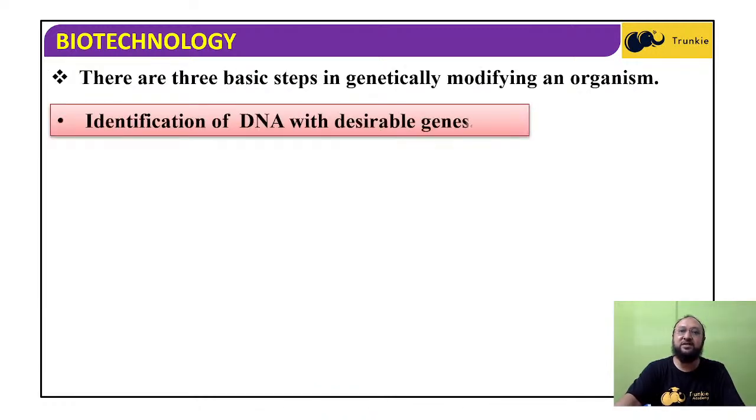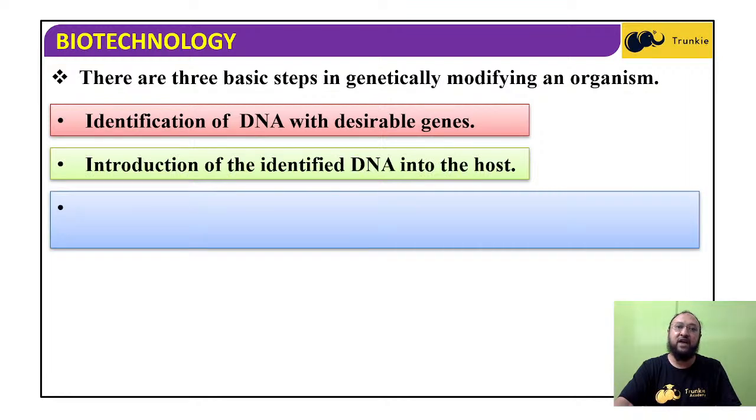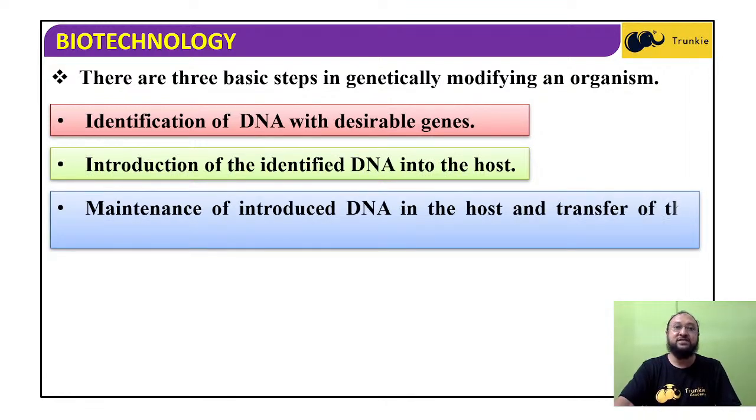Now there are three basic steps in genetically modifying an organism. First is identification: we need to identify which gene is desirable, the gene that is of our interest, before we undergo the biological techniques. So first, identifying the DNA with desirable genes. Second is the introduction of the identified DNA into the host, and the third is the maintenance of the introduced DNA in the host and transfer of DNA into its progeny. So these are the steps.